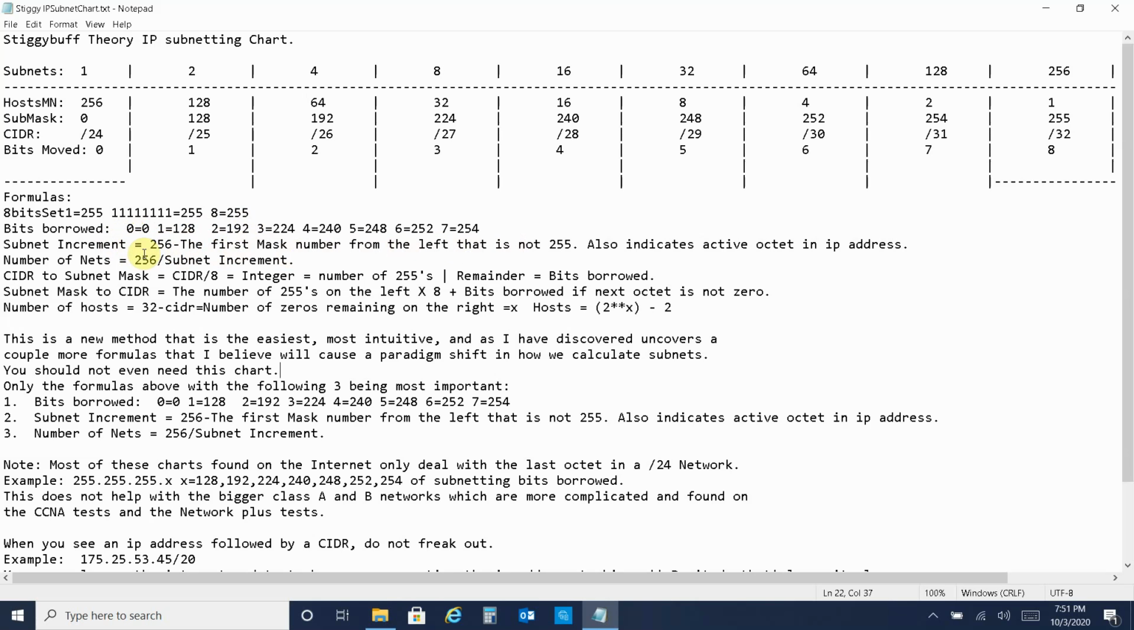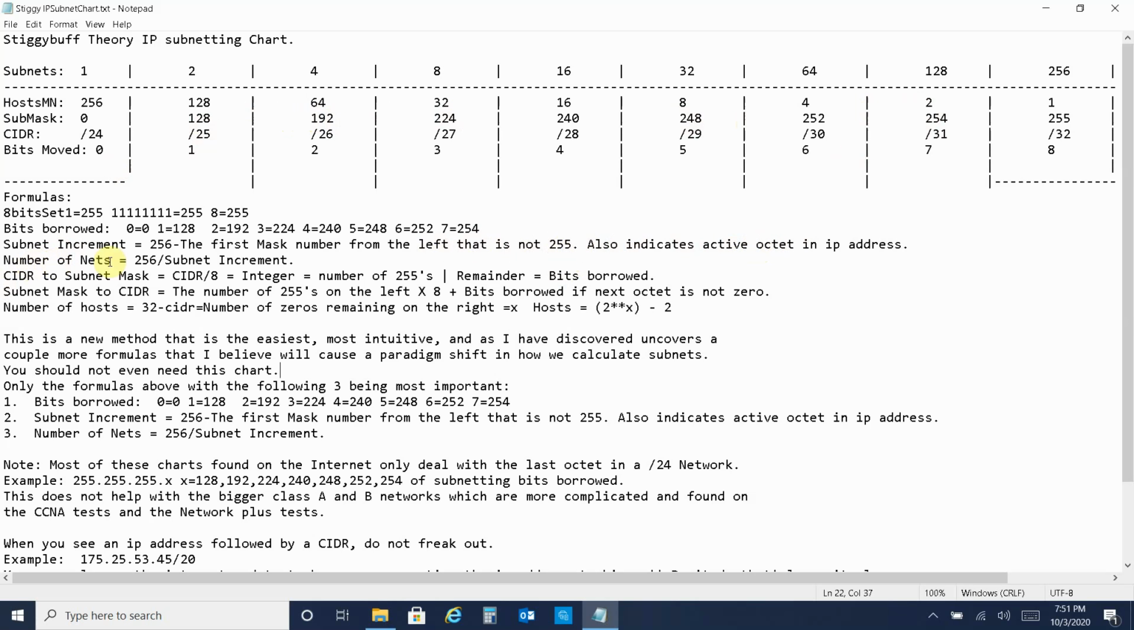Another very important thing is that the first number that is not 255, whether it's 0, it's either going to be 0 or one of these right here. It can't be anything else. That is also going to be something called the Active Octet. That is probably the biggest secret here that you need to learn, okay?